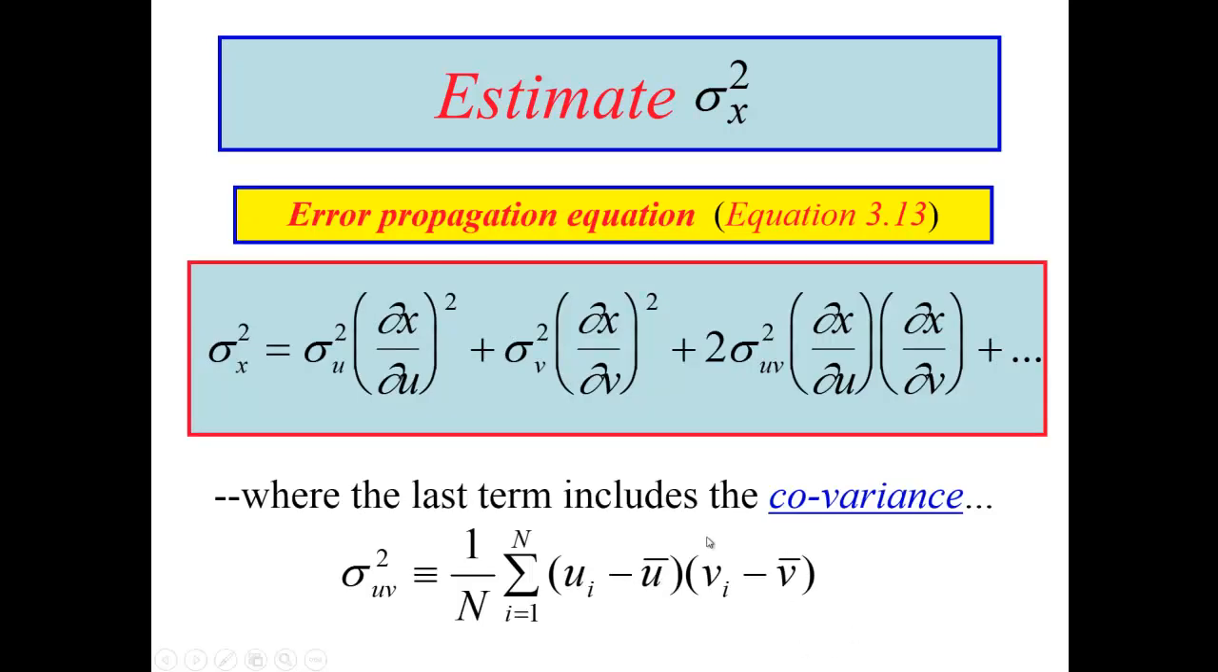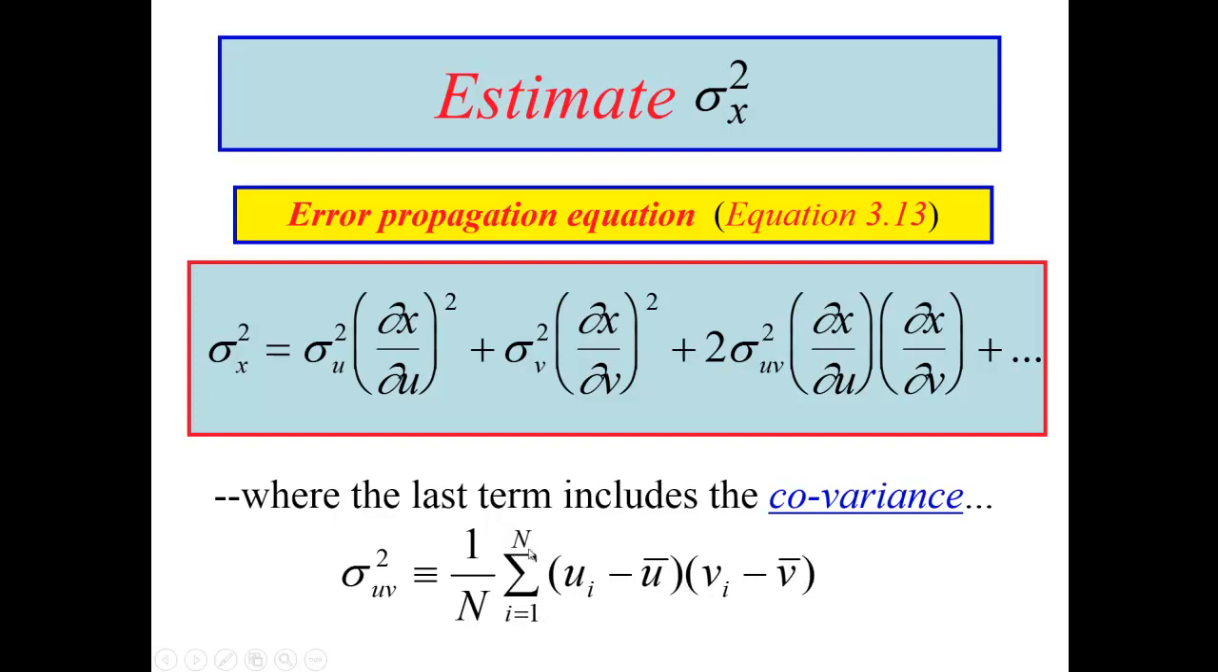If u and v are independent of one another, so in other words, if we measure u and we measure v completely independently so that their values don't in any way depend on one another, then you would expect that u sub i, any individual measurement of u, is just as likely to be higher than the mean as it is to be lower than the mean. So the first term in the summation could just as easily be positive or negative, and the same thing is true of the second term.